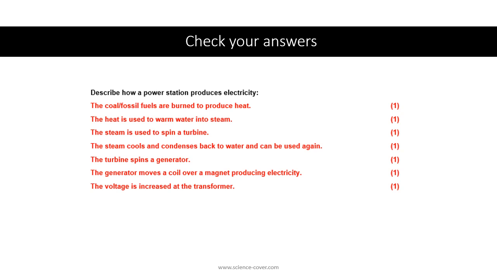The turbine spins a generator. The generator moves a coil over a magnet, producing electricity, and the voltage is increased at the transformer.